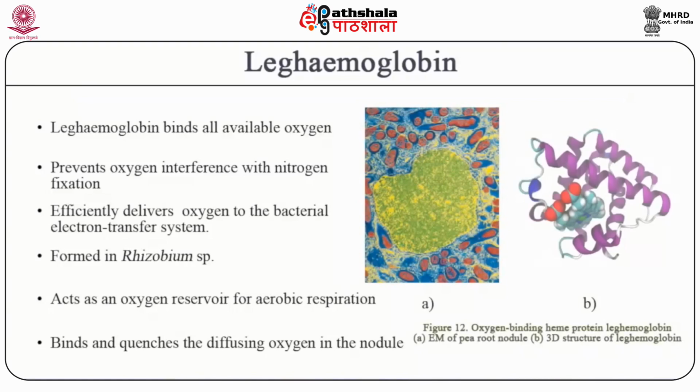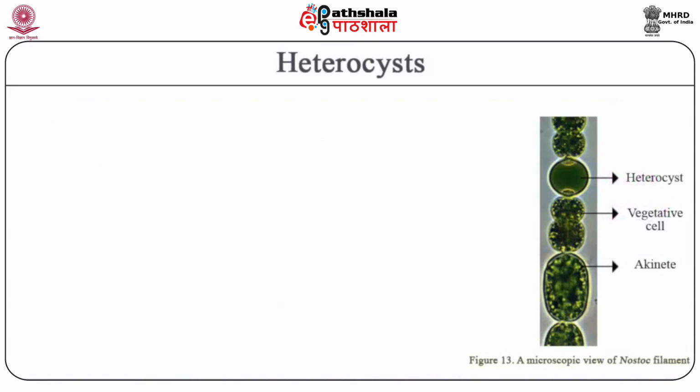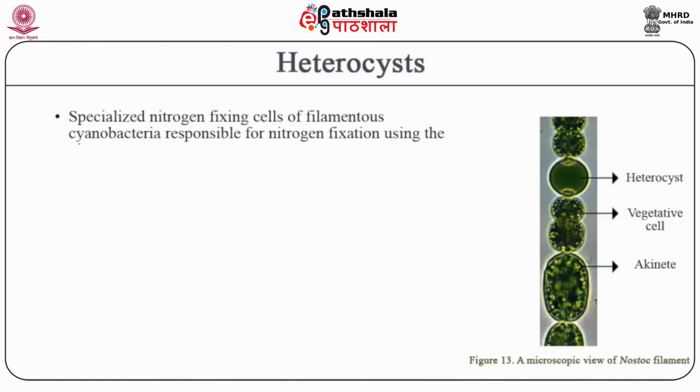In the part A of the figure shown in the slide, you can see the artificially colored electron micrograph of a thin section through a pea root nodule. Symbiotic nitrogen-fixing bacteria or bacteroids are seen as red structures inside the nodule cells, surrounded by the peribacteroid membrane, which is blue. The heterocysts are specialized nitrogen-fixing cells of filamentous cyanobacteria such as Nostoc and Anabaena. They are exclusive sites of nitrogen fixation. They fix nitrogen using the nitrogenase enzyme.